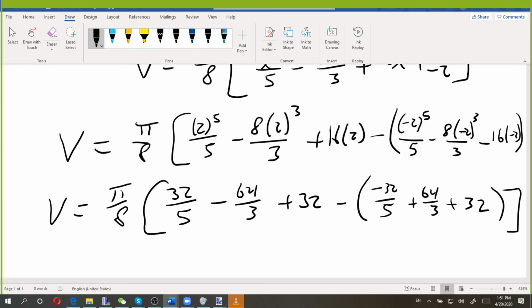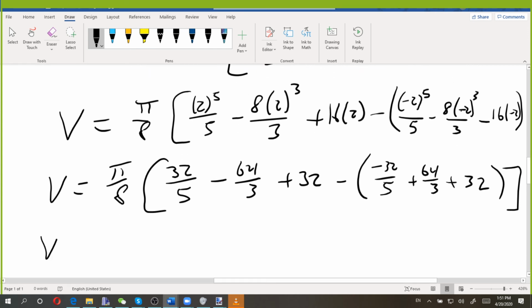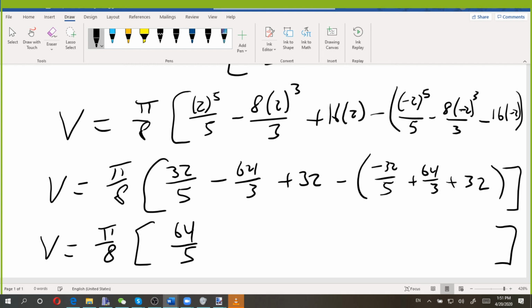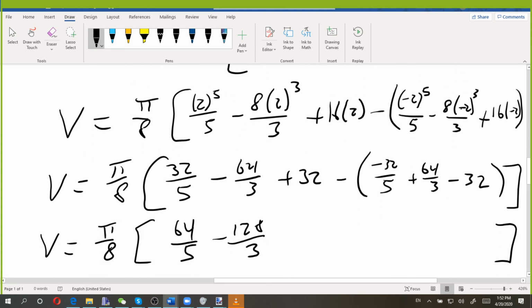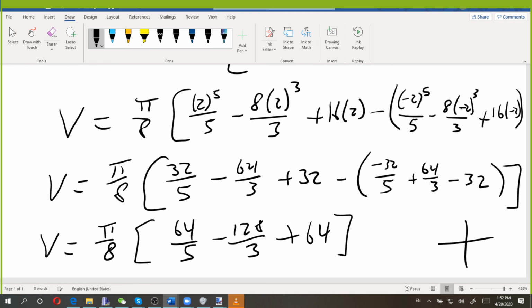So I've got 32 fifths plus 32 fifths is 64 fifths. Negative 64 thirds minus 64 thirds is negative 128 thirds. And then 32... Okay, why didn't that one work? Oh, this is a plus 16. Okay, so I just wrote it wrong. There we go. So negative 32, if I'm subtracting a negative 32, that'll be a positive 64. So everything doubled. And again, the reason for that is because the area that we were integrating is symmetric about x equals 0. So this area on the left is the same as the area on the right.